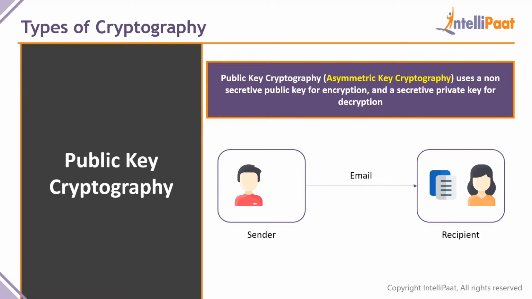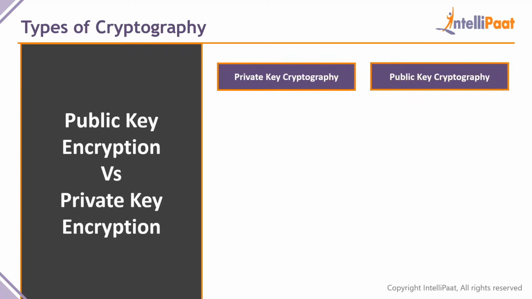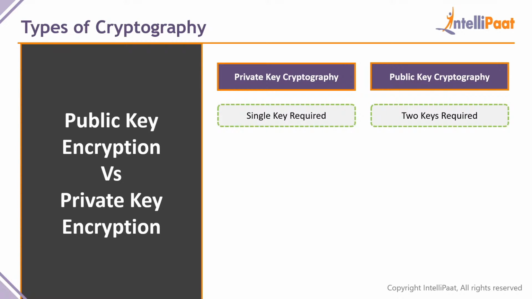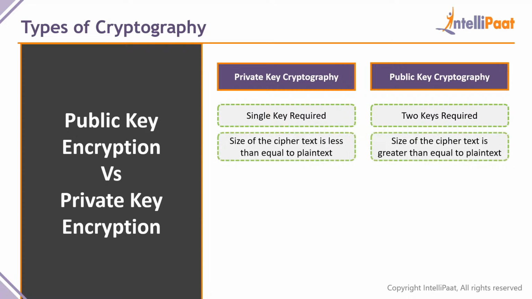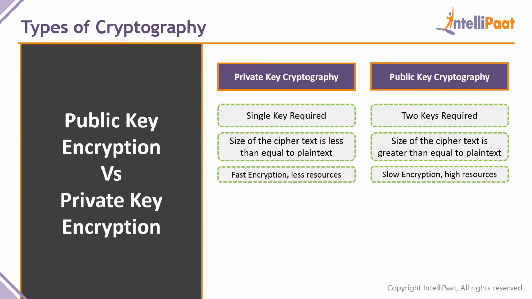Now, there are comparison points between the two. So, public key encryption and private key encryption, the differences. Firstly, in private key, obviously single key required. In public key, there are two keys that are required. In private key, size of the cipher text is less than or equal to the plain text. In public key, the size of the cipher text is greater than or equal to plain text.